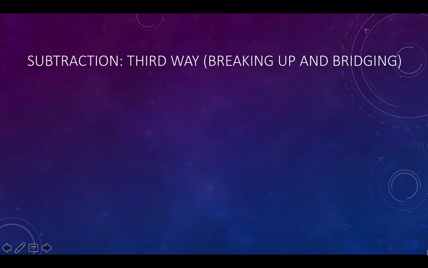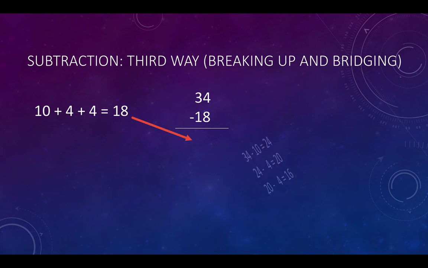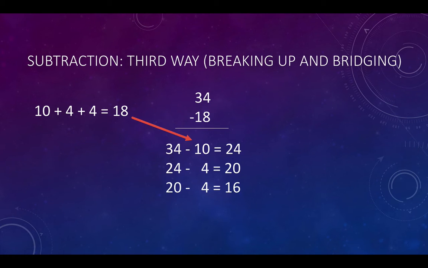Now our final way is breaking up and bridging. So what we do is we break up the 18 into smaller chunks. What plus what plus what plus what plus what equals 18. You can do as many numbers, as little numbers as you want, but just break it down to make it easy enough for you to subtract. So 10 plus 4 plus 4 equals 18. So as you can see by this arrow, 10, 4, and 4 I have put here.